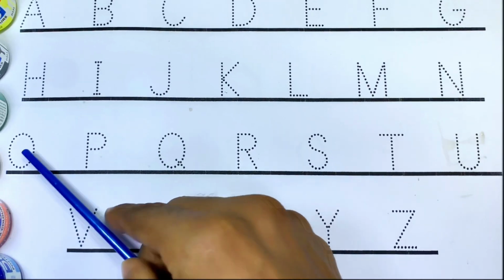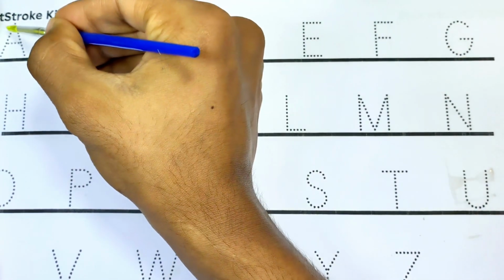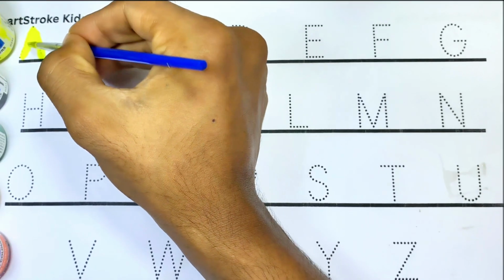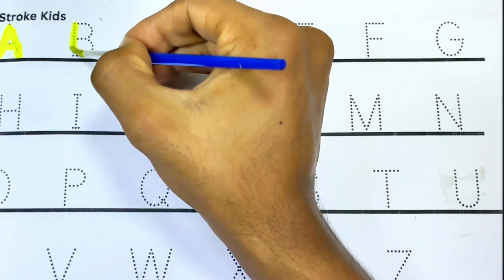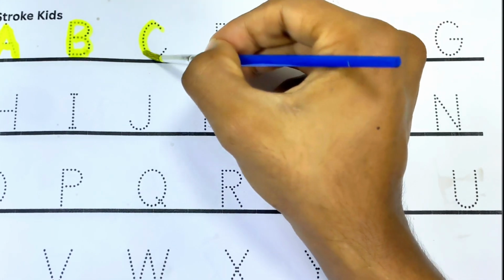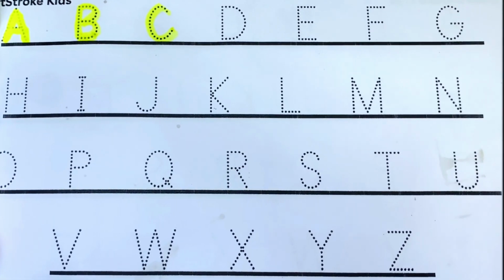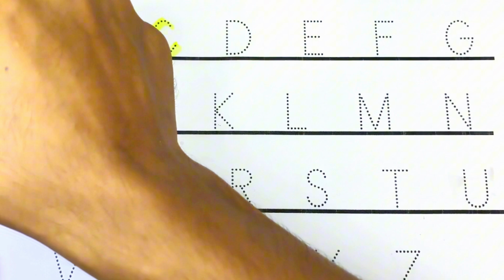Kids, now you draw A and use yellow color. A for apple, B for ball, C for cat.